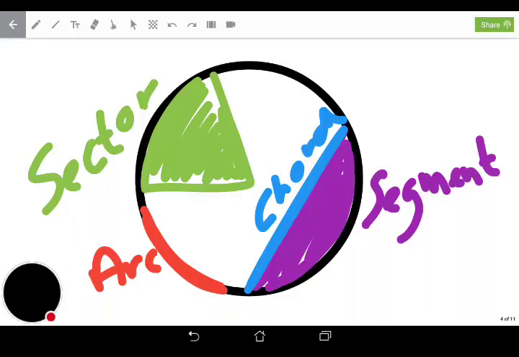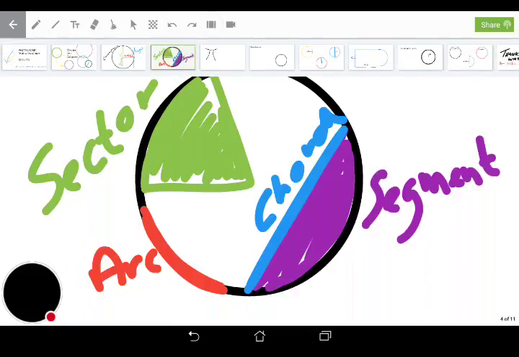So you've got a sector, which is like a slice of pizza. You have a segment, which is just part of the circle cut off. You have a chord, which is a line that goes across the circle but not through the middle. And you have an arc, which is part of the circumference.